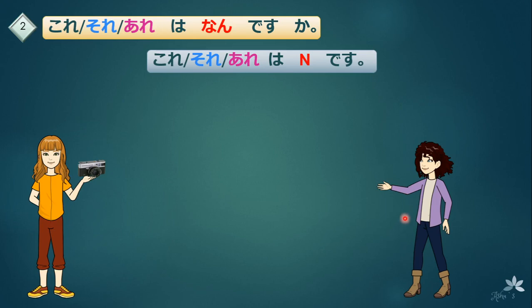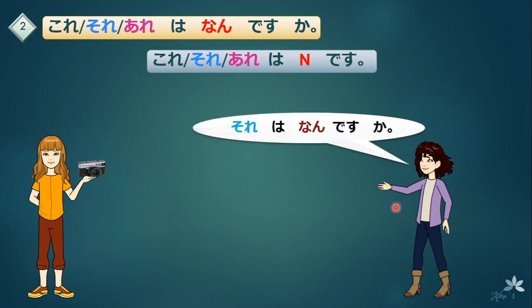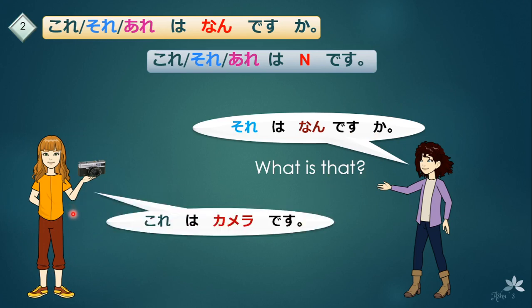Now, if the person here has to ask, what is that? She would say, Sore wa nan desu ka? What is that? And the person with the object will reply as Kore wa kamera desu. This is a camera.